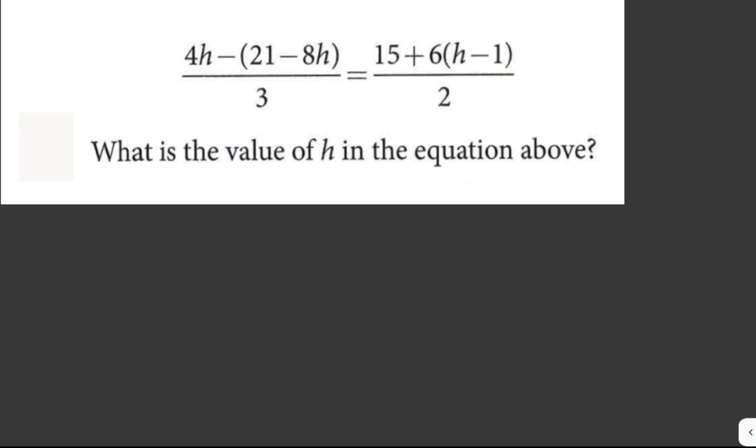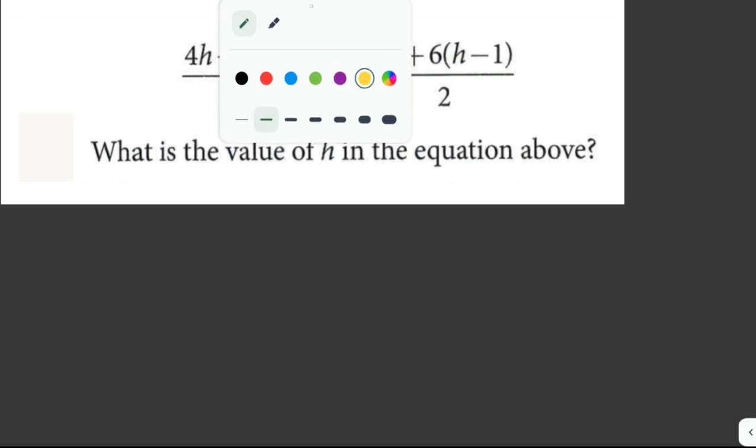For (h - 21 - 8h)/3 = 15 + 6(h - 1)/2, what is the value of h in the equation above? Now to solve this problem, we just have to simplify the numerators on both sides, the right and the left, and then we cross multiply, and then we solve using inverse operations. So let's do that.